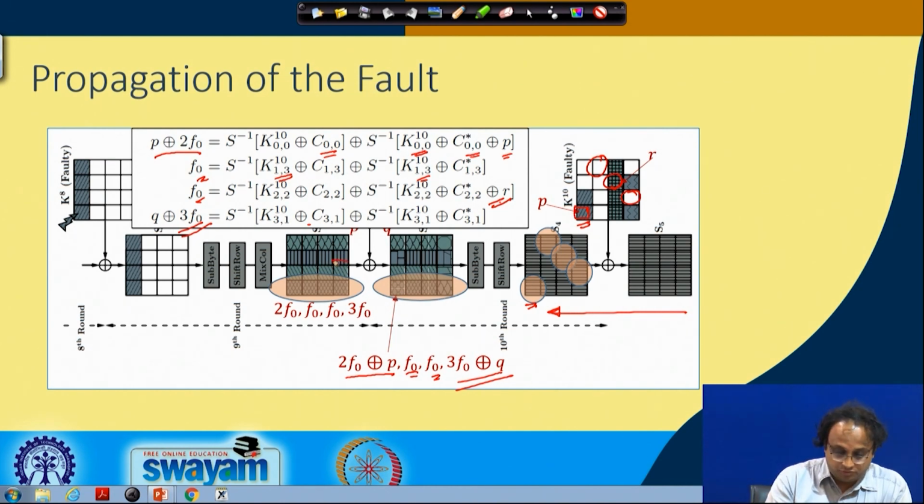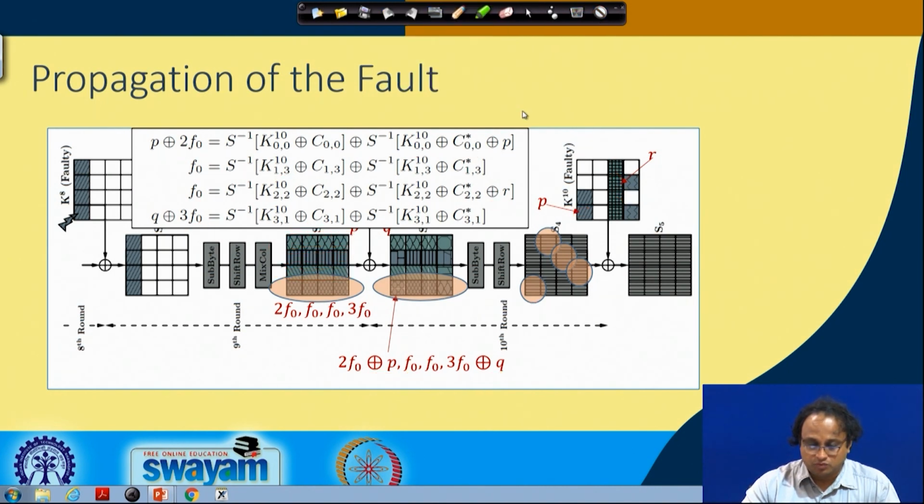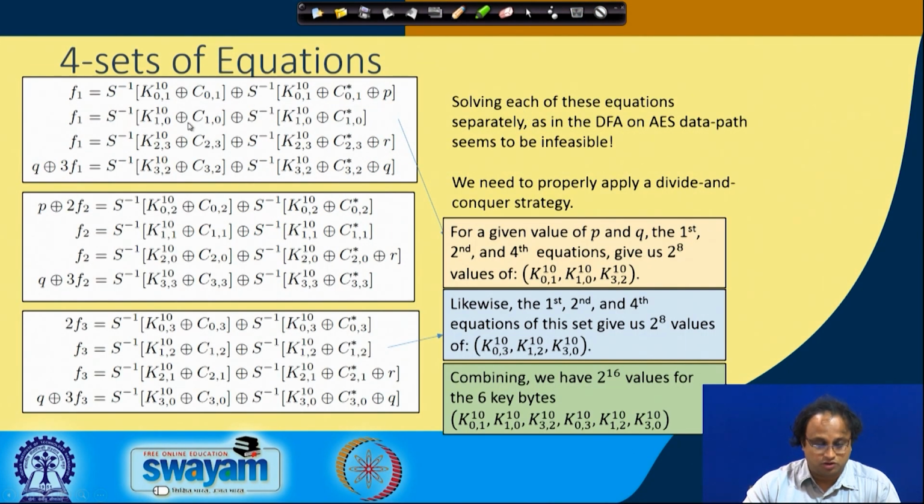You can form 3 equations for the remaining 3 quartets, because all of them can be formed similarly. If you do that, you will get equations of this nature, and these are the remaining 3 sets of equations. As you can see, these are the 3 sets of equations. Again, I leave it as an exercise to verify them, but you can similarly derive them.